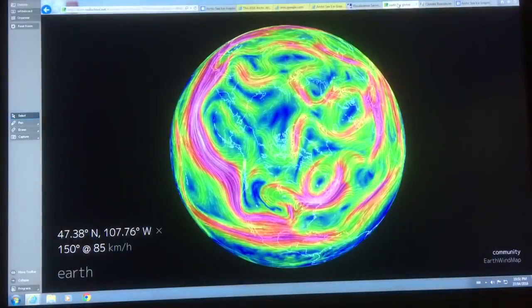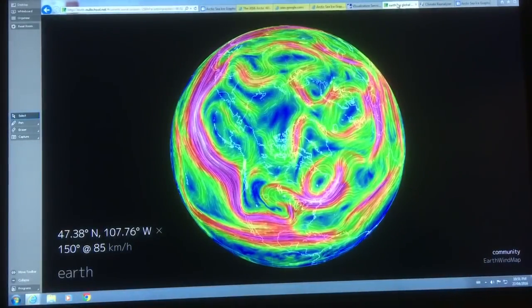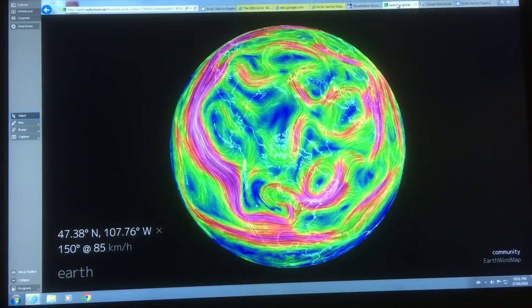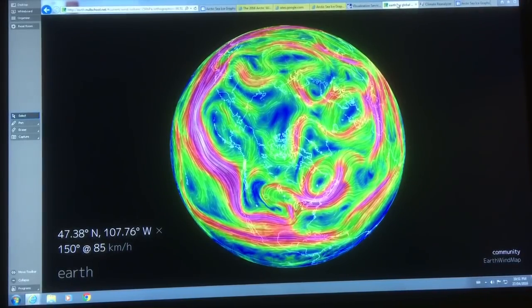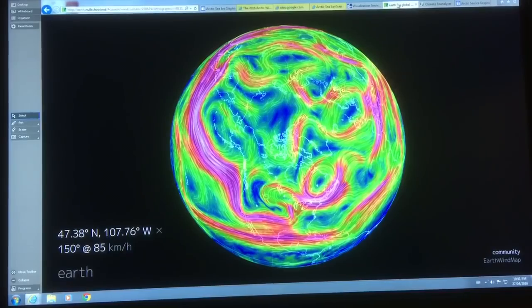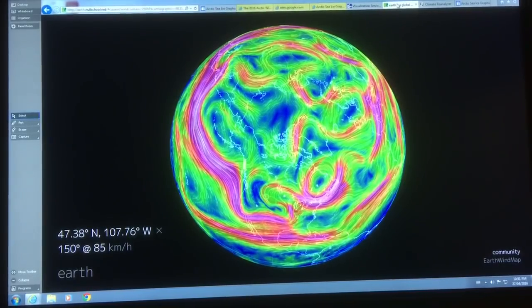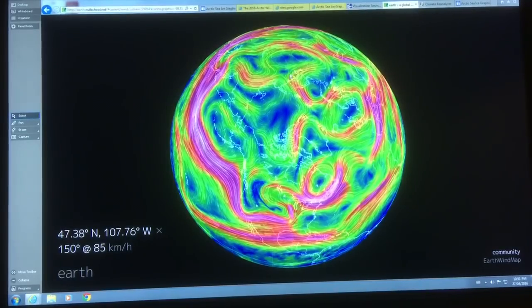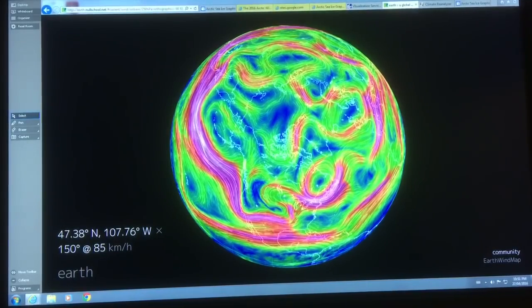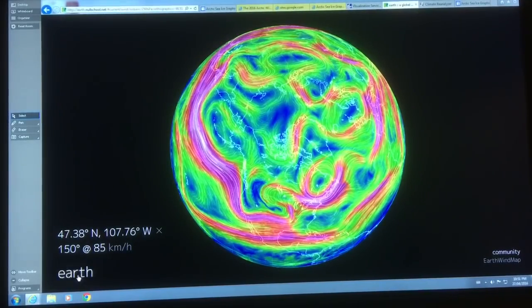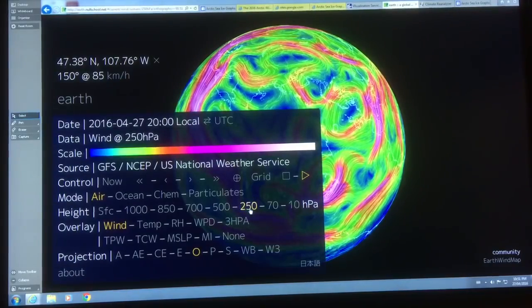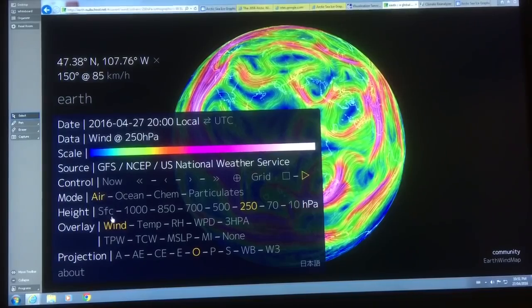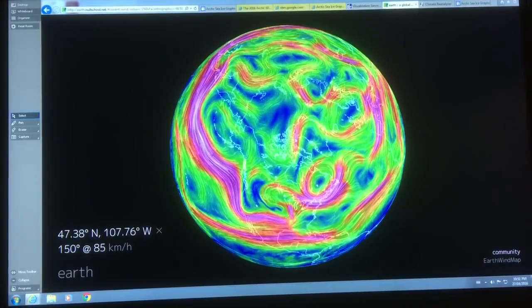So if we go back, if you want to see what's going on with the planet, because of the rapidly warming Arctic, we're seeing the jet stream. This is Earth Null School. If you Google Earth Null School, and go to 250 millibars in the atmosphere, this is where the jet streams are. You're looking at winds. Then you can see the nature of the jet streams.